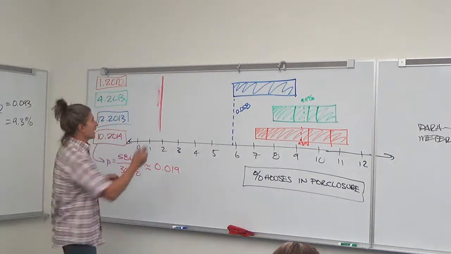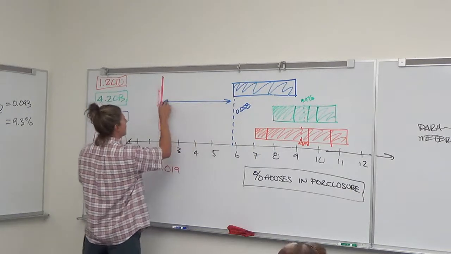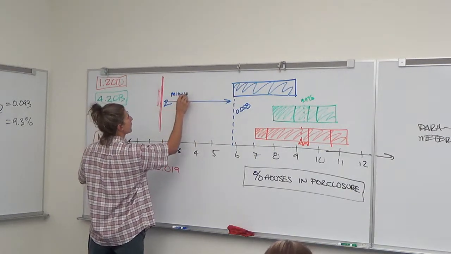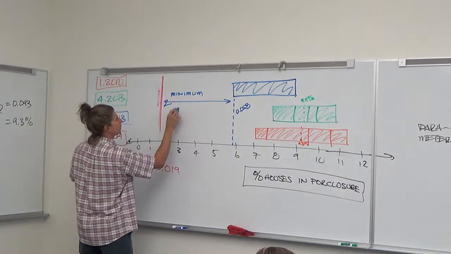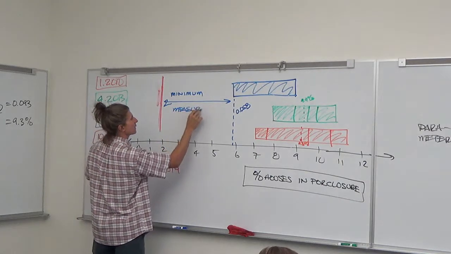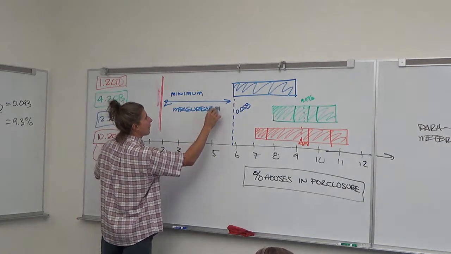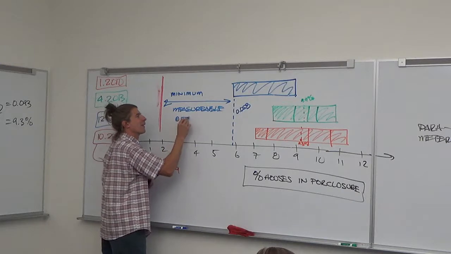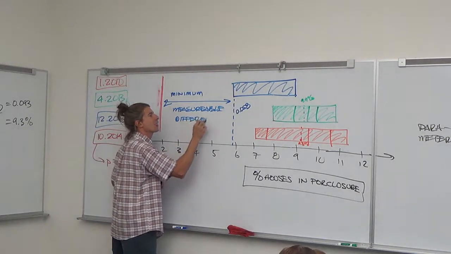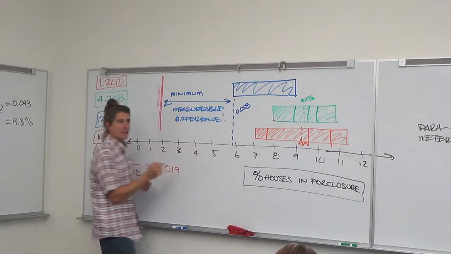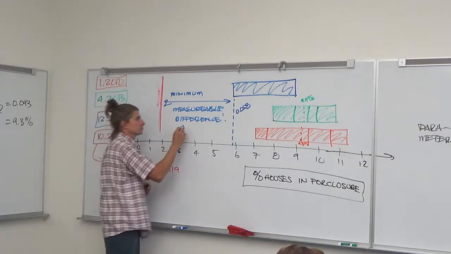All you gotta do is figure this out right here. That's the minimum measurable difference. In this case, about 3.9%.